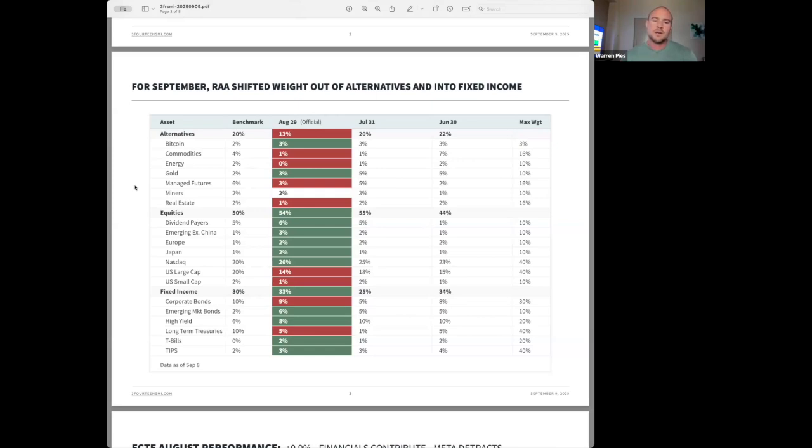The alternative weight comes down, interestingly. The fund sold out of its energy exposure, reduced its commodity exposure, and significantly reduced managed futures, which is like a hedge position. It also reduced its gold a little bit. Gold's still an overweight, but it went from 5% down to 3%. And where did that weight go? It went into fixed income. You can see that for the first time in a while, you have a significant long-term treasury position within the fund. That turned out to be a good call.